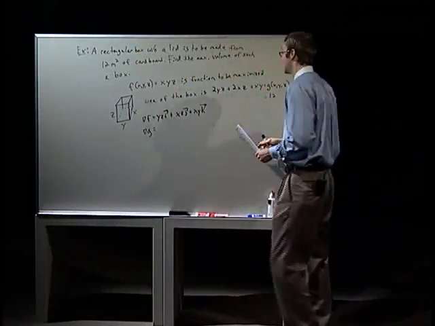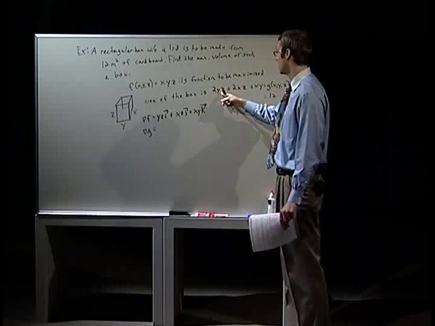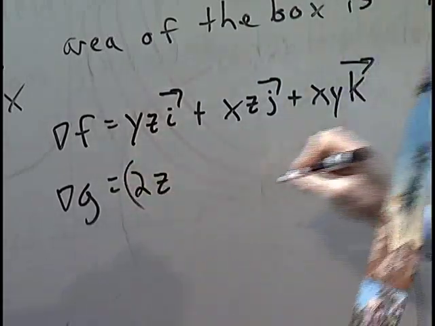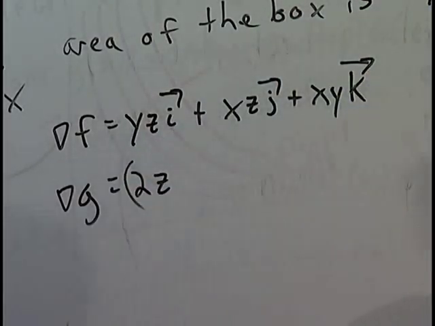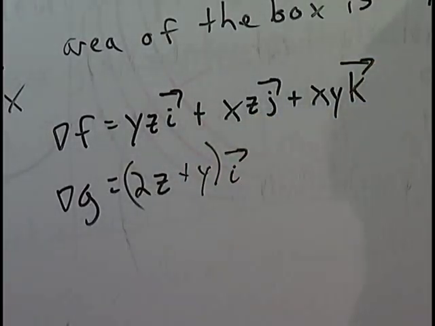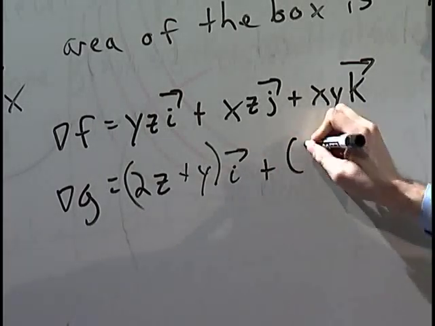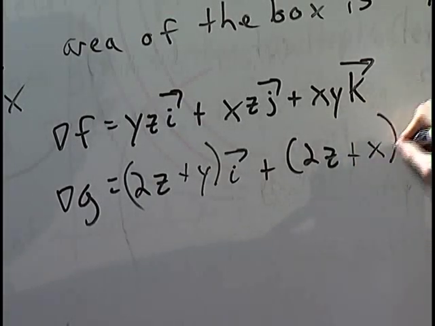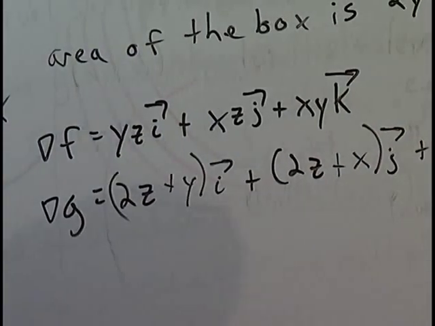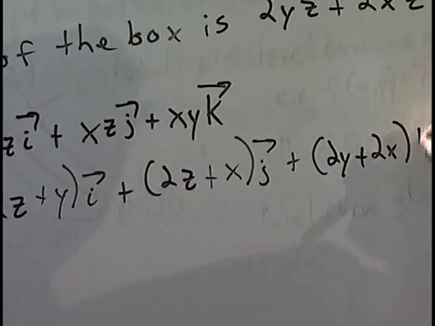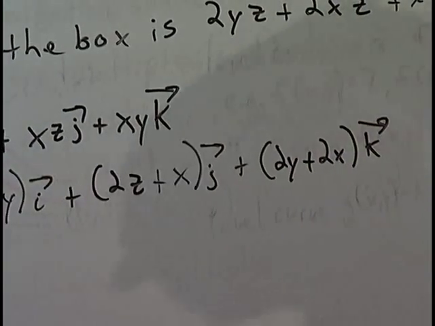Gradient of g, let's see here. This is a constant, so it's gone. This leaves a 2z, and then this leaves just a y, so you've got (2z plus y) i. And then with y constant, the 2yz term is gone, and that leaves an x, so plus (2z plus x) j. And then for z, you've got (2y plus 2x) k, right? Everything look good there? Yeah, okay.